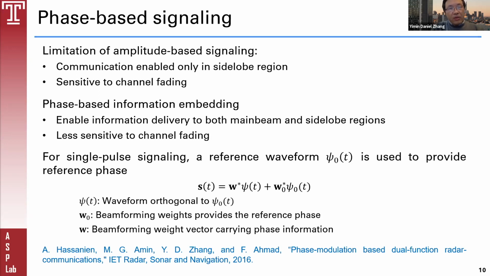One thing we need to consider in this case is that if you only consider one pulse, you have to carry reference phase information so that the receiver can understand what the phase is, because if you just send a pulse, the receiver cannot understand the phase since there is no phase reference. So one way to do this is to send out this waveform to carry the information, and also send another waveform at the same time. They are orthogonal, and this term carries the reference phase information, so you can understand what information is carried here.